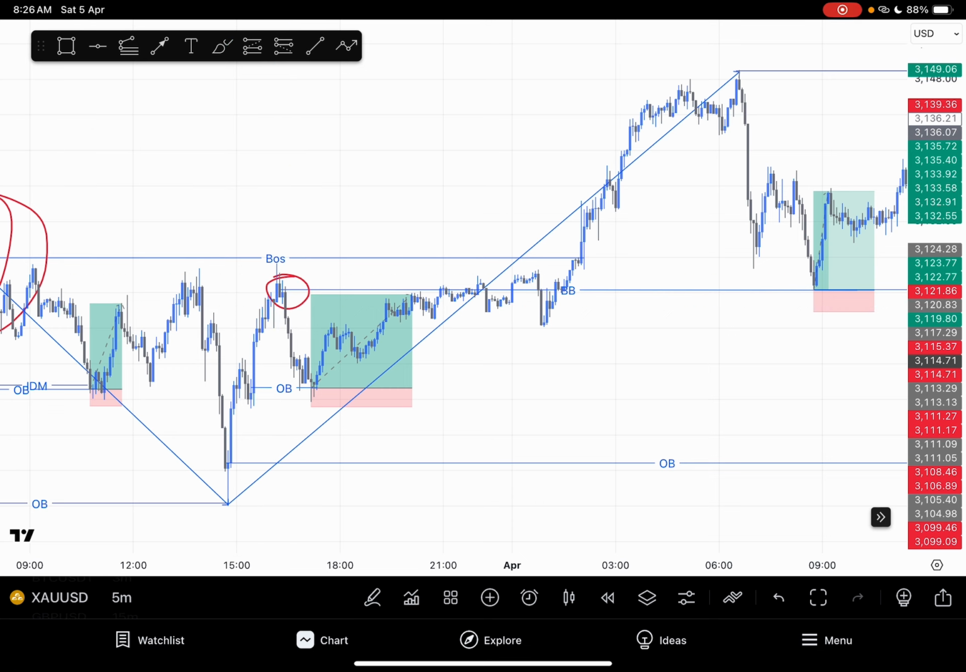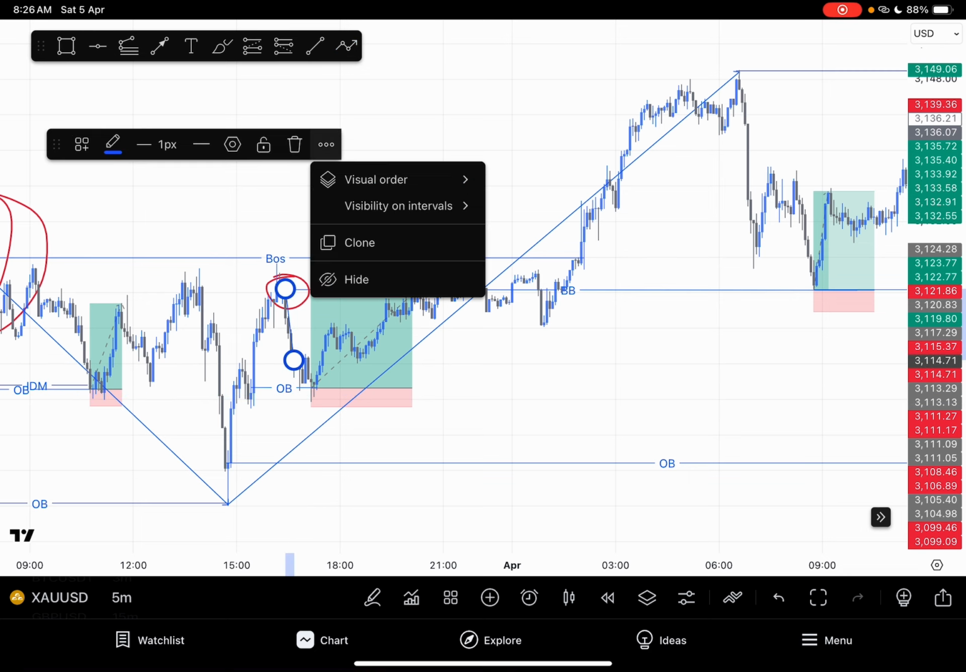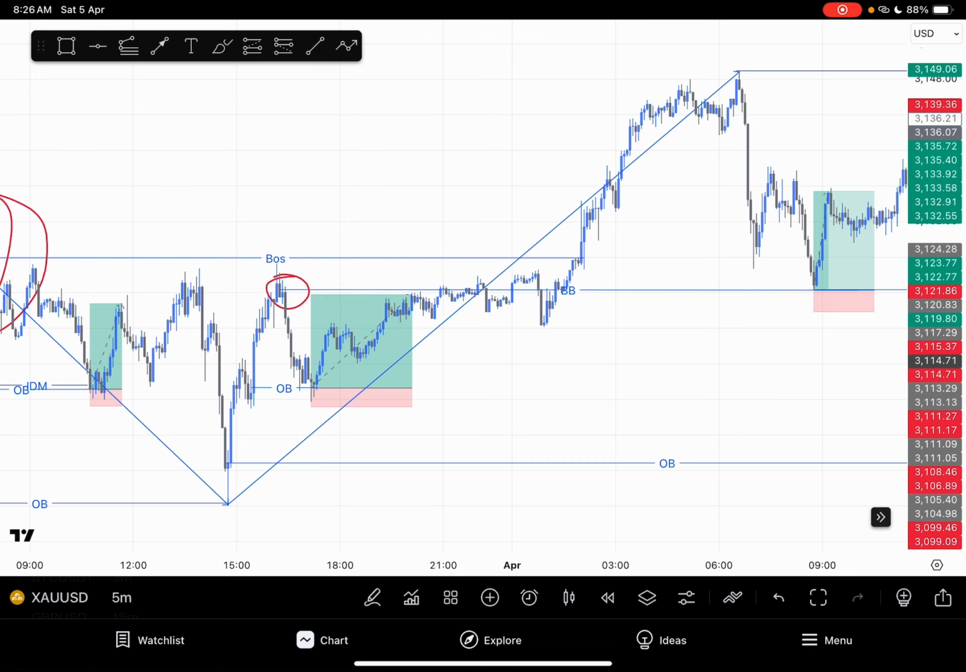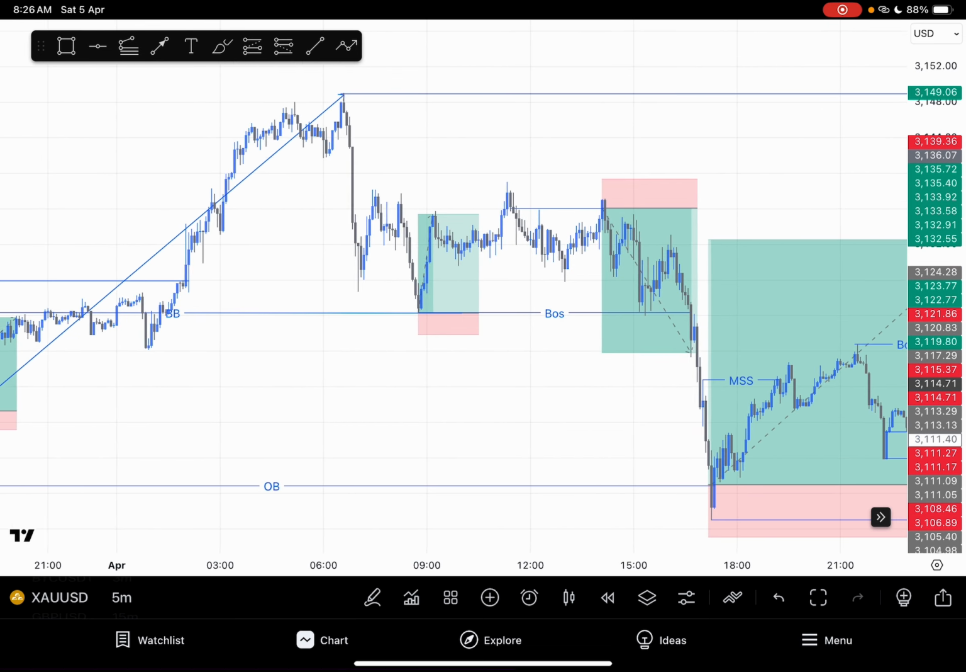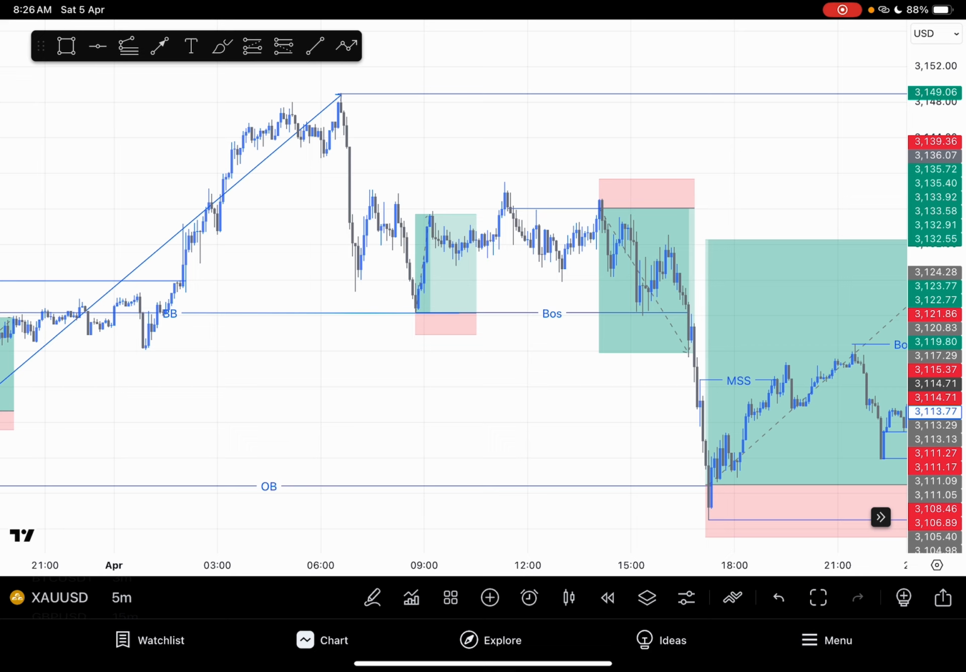When I traced the line from where the breaker block is down to where the OB is, I discovered that there was no liquidity grab. The breaker block didn't grab liquidity. It just tapped into the order block, then pushed to the upside. It didn't grab liquidity, so I just used that for a 1:5 risk to reward ratio.